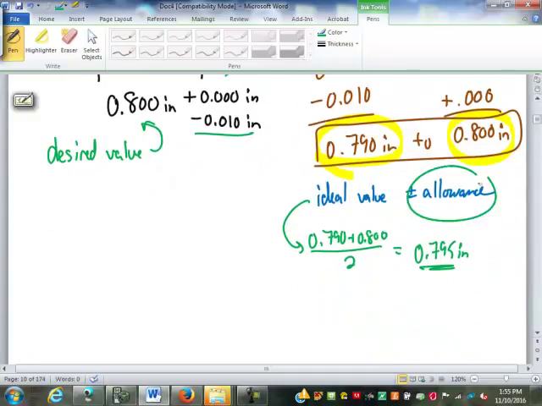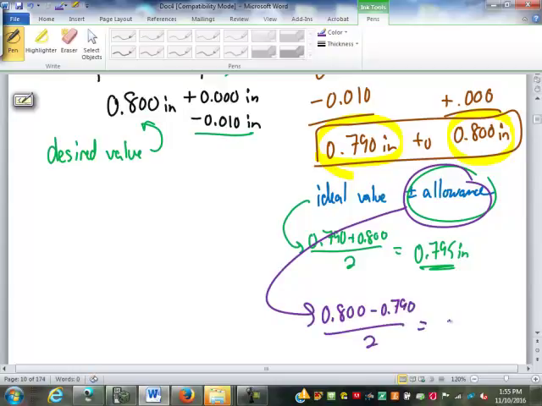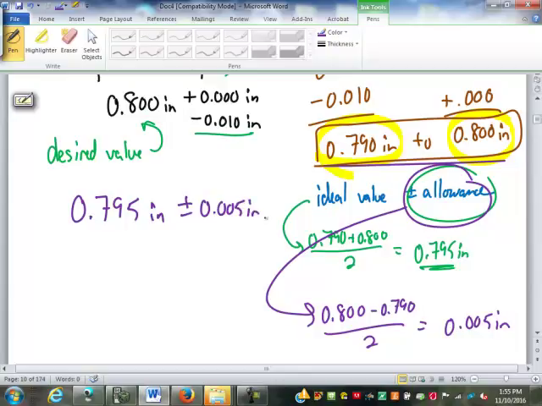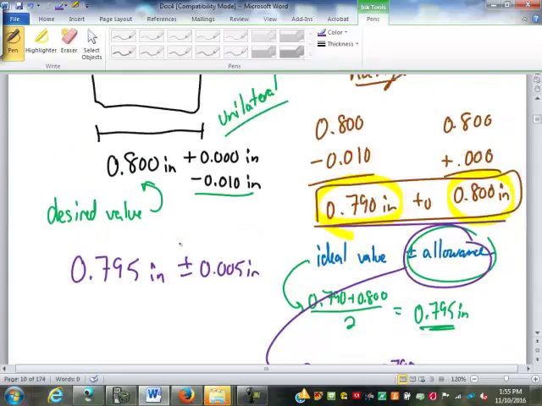How do we find the allowance? Our allowance, we take the difference of them and divide by 2. That would be 0.005 inches. So what this is saying is that range would give us a bilateral tolerance of 0.795 inches plus or minus 0.005 inches. Do you see where I got that?